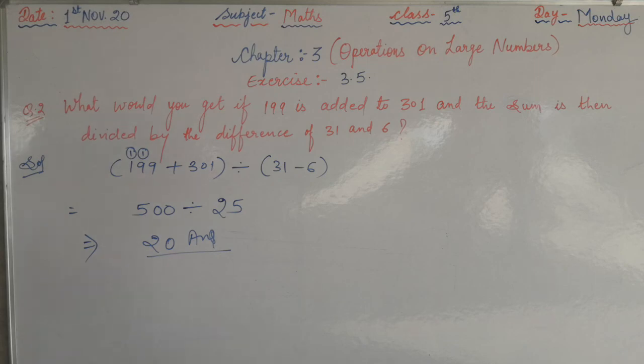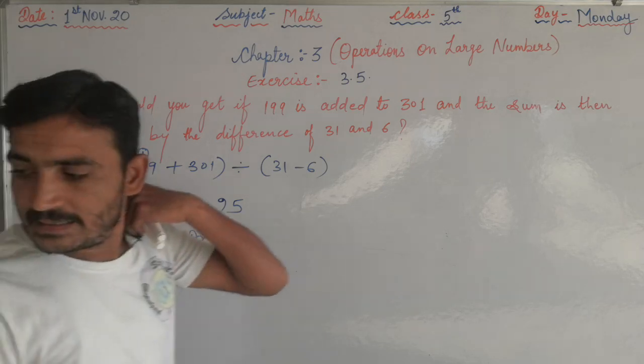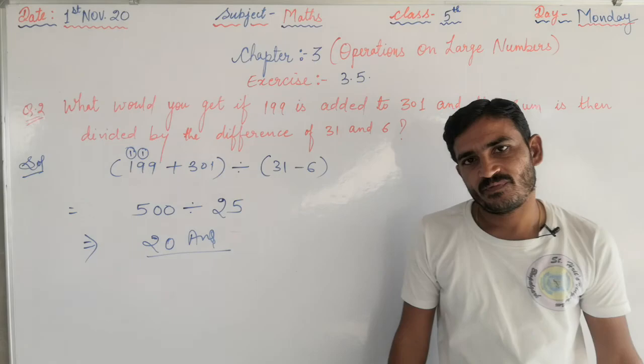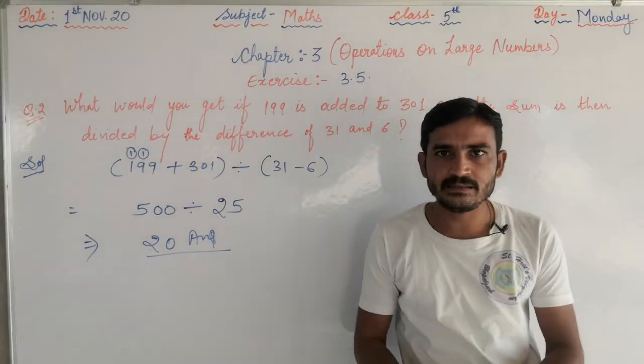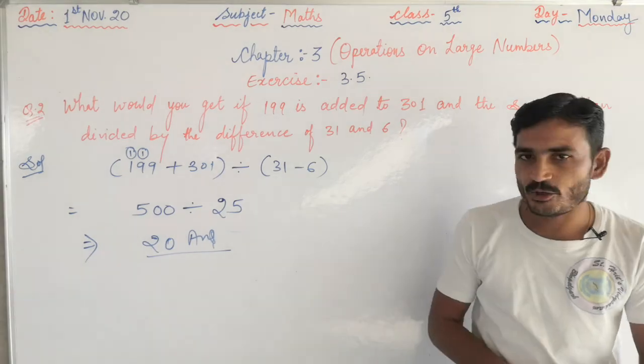Now your exercise, that is 3.5, is completed today. In the next lecture we are going to discuss the next exercise, exercise number 3.6. So you have to solve these questions again and again, practicing these questions. Okay, thank you very much.